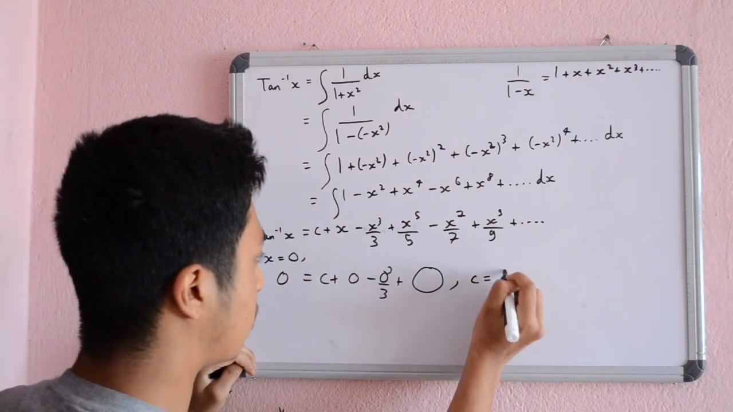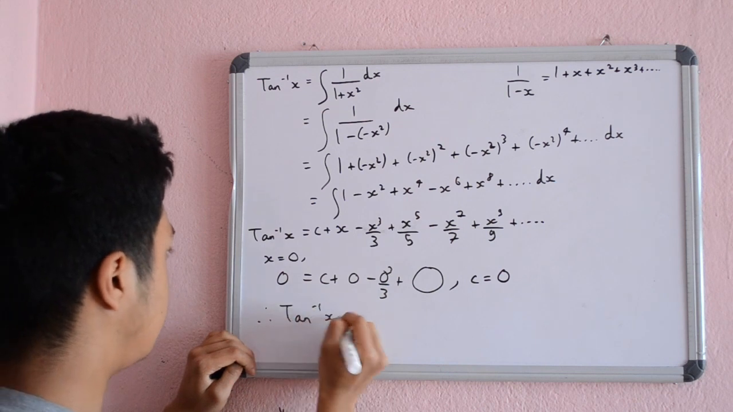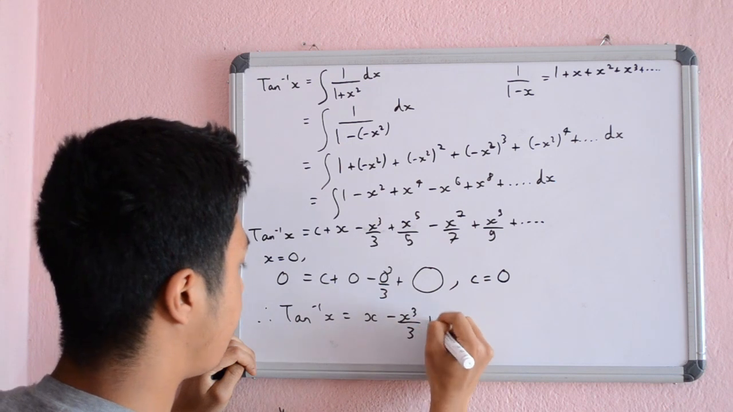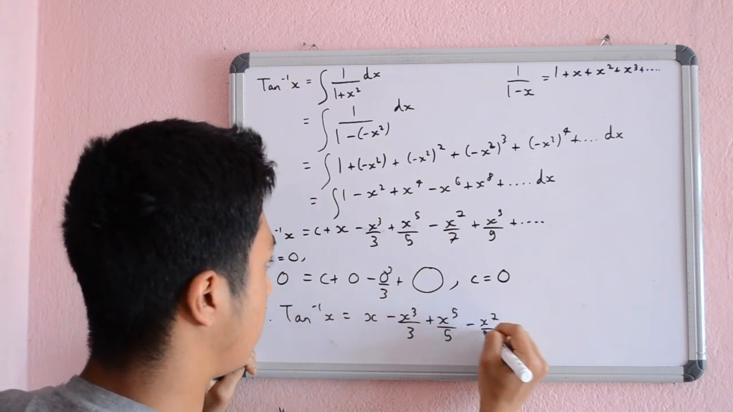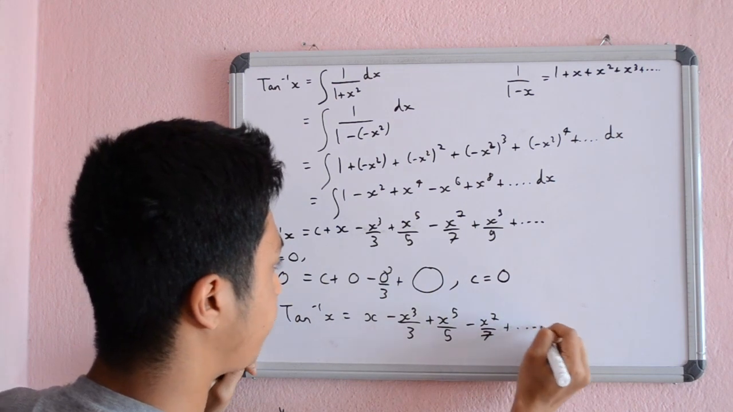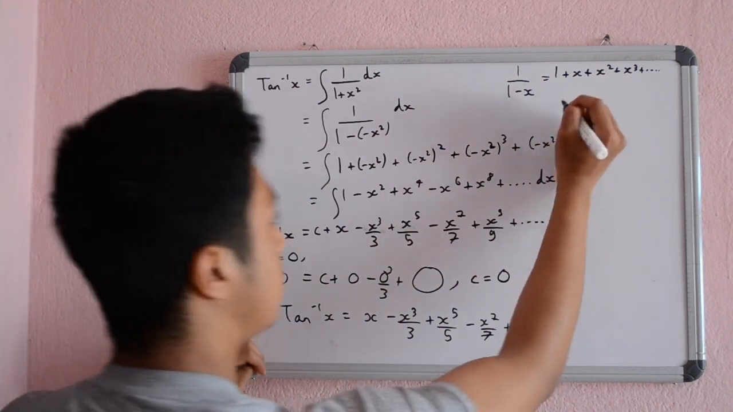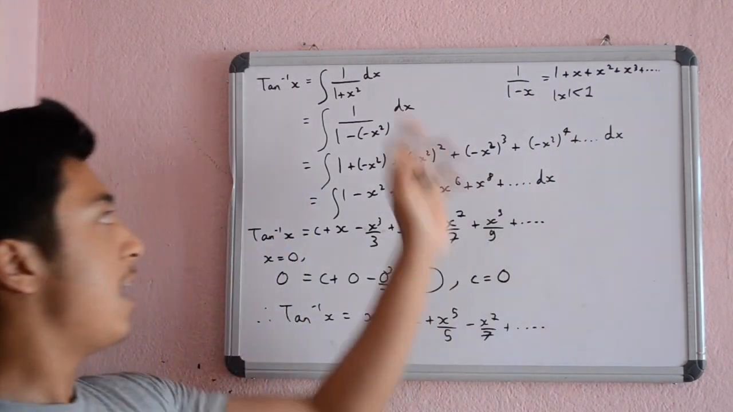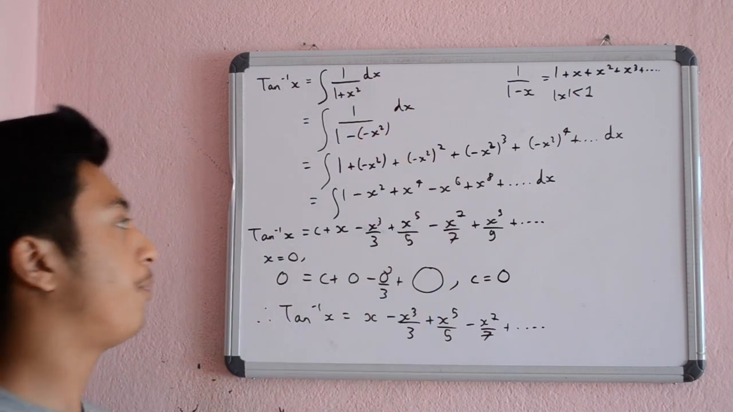That means you have c is equals to 0, and finally you get the power series of tangent inverse x, which is x minus x cubed by 3 plus x to the power 5 by 5 minus x to the power 7 by 7, and so on. Now, before we move on, we know for this, the absolute value of x must be less than 1. And this is for minus x square as well.